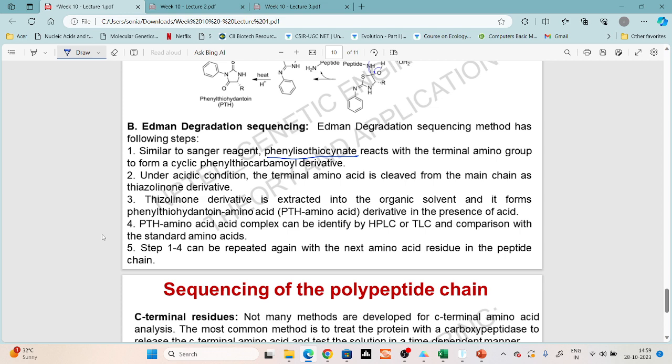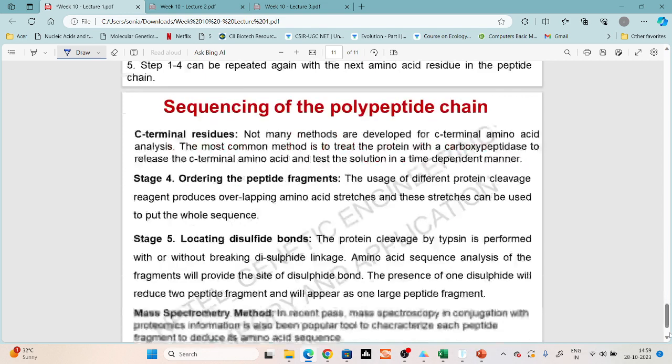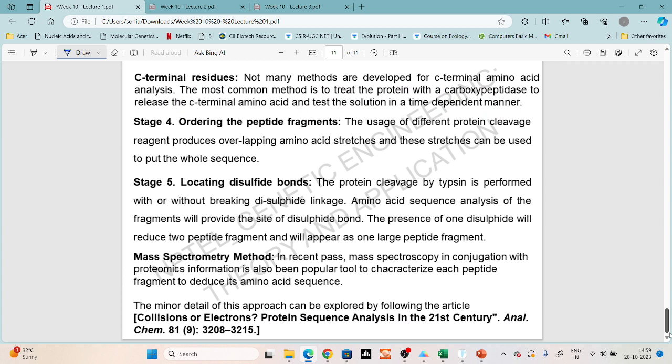Then you can also have sequencing from the C-terminal amino acid. From the C-terminal amino acid, the most common method used is with the help of carboxypeptidase. Carboxypeptidase releases the C-terminal amino acid, and therefore you can do the sequencing from the C-terminal end as well. So we can do Edman degradation and Sanger sequencing, or we have C-terminal sequencing also.